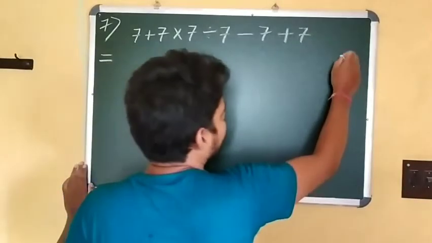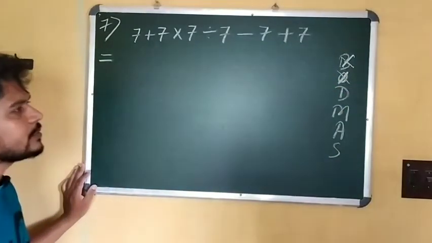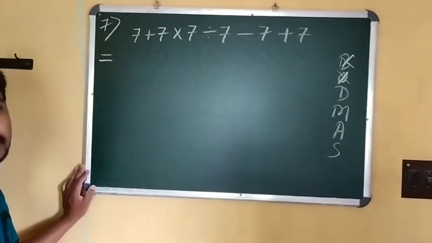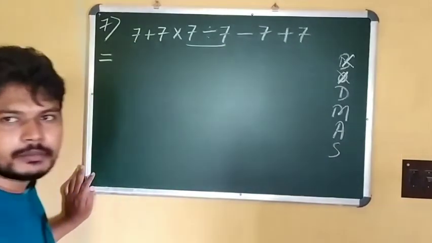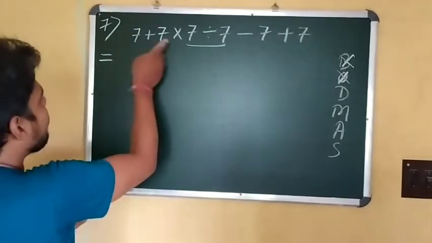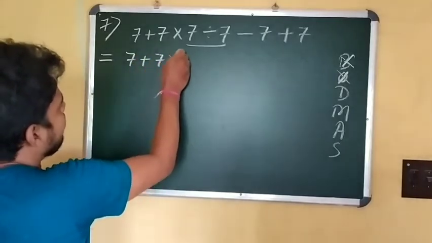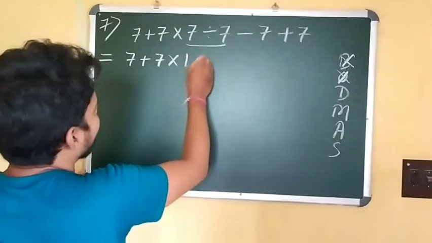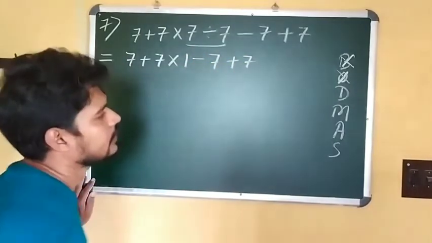So bracket and "of" are both not present here. So at first you find out, is there any division sign? Yes, here you can find the division symbol is present. So we have to divide 7 by 7. Then you write down as it is written, 7 plus 7, give the multiplication symbol, then 7 divided by 7, 1, minus 7 plus 7.